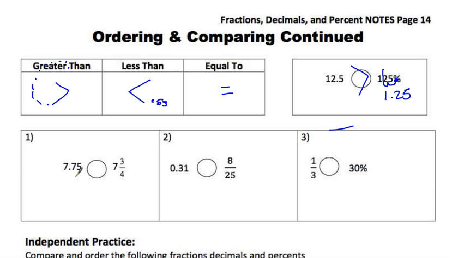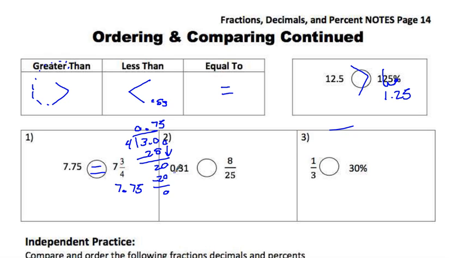7.75 is already a decimal. 7 point, now I know in my head that 3/4 is 75, but if you don't know that, top dog in the house, the 4 doesn't go in, 4 goes into 30 7 times, which is 28, 2 left over, and then I have a 5. That's where the 75 comes from. And those turn out to be equal to each other.